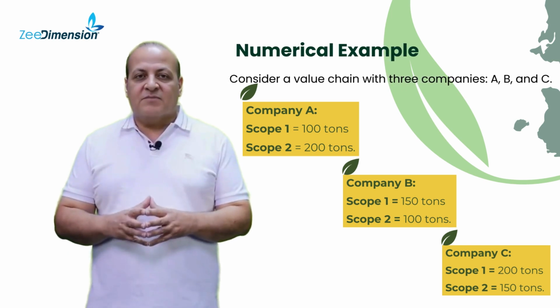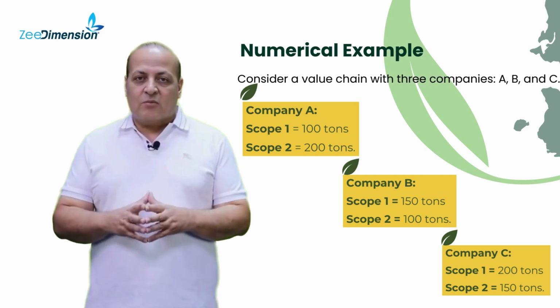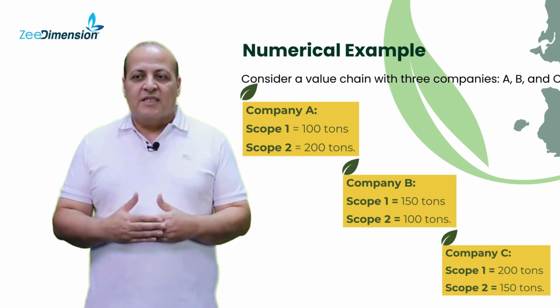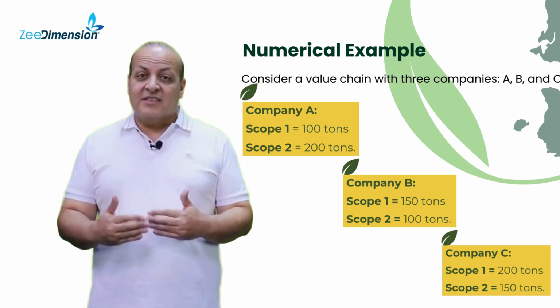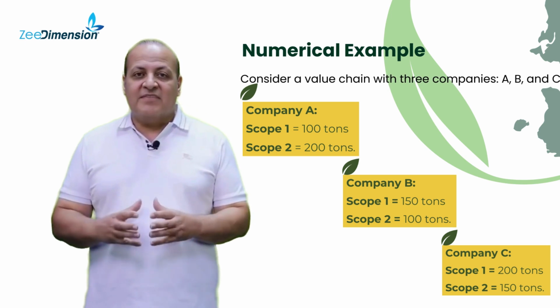Now, to ground this in reality, let's consider a simple example with three companies A, B, and C. Company A has Scope 1 emissions of 100 tons and Scope 2 emissions of 200 tons. Company B's Scope 1 emissions are 150 tons, with 100 tons in Scope 2. Lastly, Company C has 200 tons in Scope 1 and 150 tons in Scope 2 emissions.